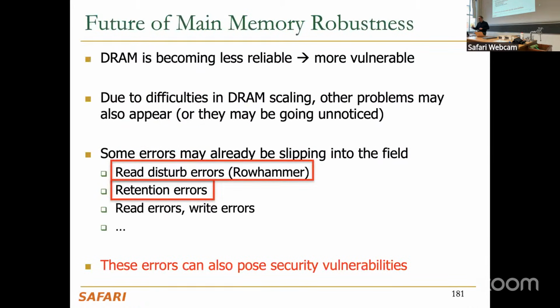And they need to do something different, and hopefully something different is really changing the paradigm to be much more memory-centric. But basically, from a memory robustness perspective, DRAM is becoming less reliable and more vulnerable. And due to difficulties in DRAM scaling, other problems may also appear, or may be going unnoticed. Discoveries like RowPress are going to be supplanted by other discoveries, in my opinion. We've already discussed read disturb errors and retention errors, but there could be more.